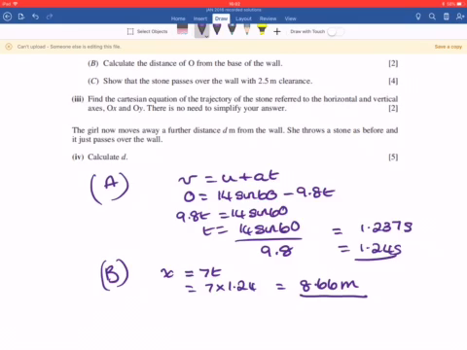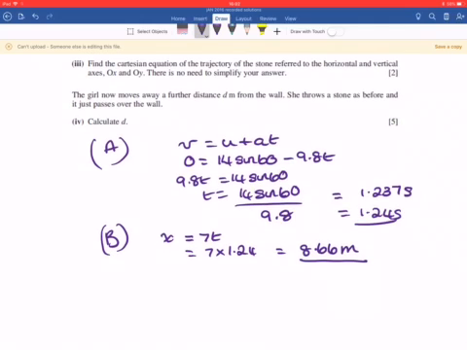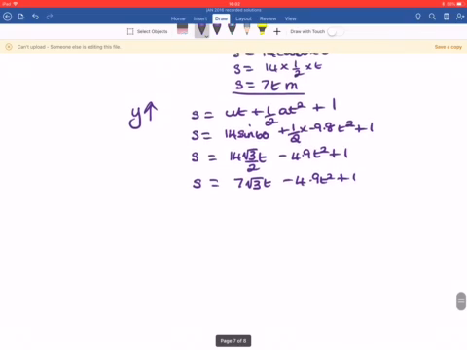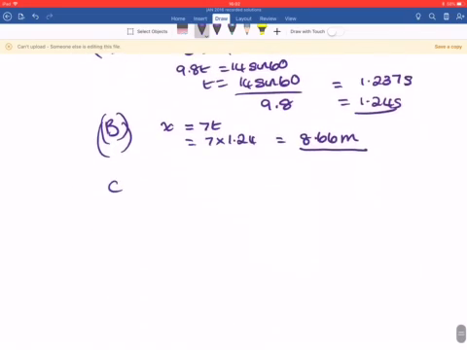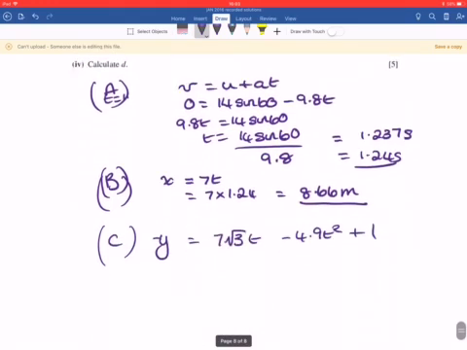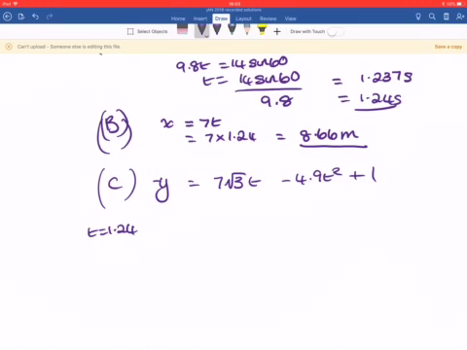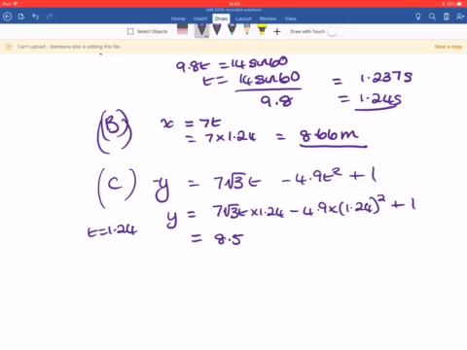Show the stone passes over the wall with a 2.5 metres clearance. So, using the equation that we had before, where's it gone? This one here. S equals, in the y direction, 7 square root of 3 times t minus 4.9 t squared plus 1. So when t equals 1.24, you've got that y equals 7 square root of 3 times 1.24 minus 4.9 times 1.24 squared plus 1, and if you put it all in, you should get 8.5 metres.